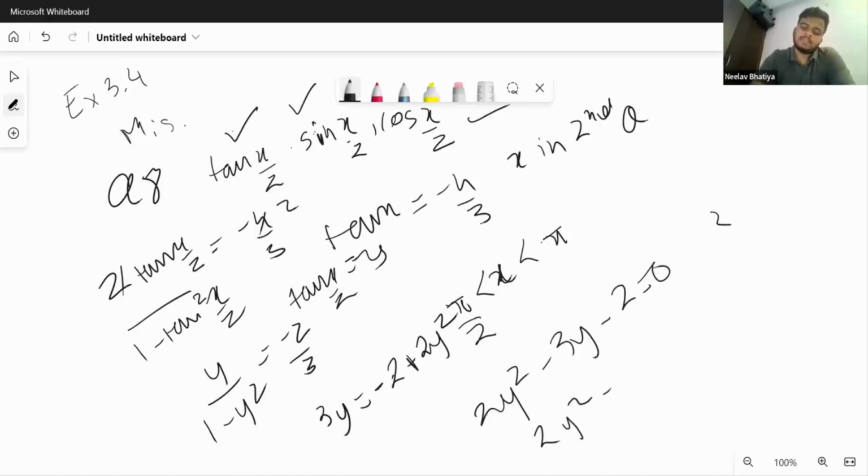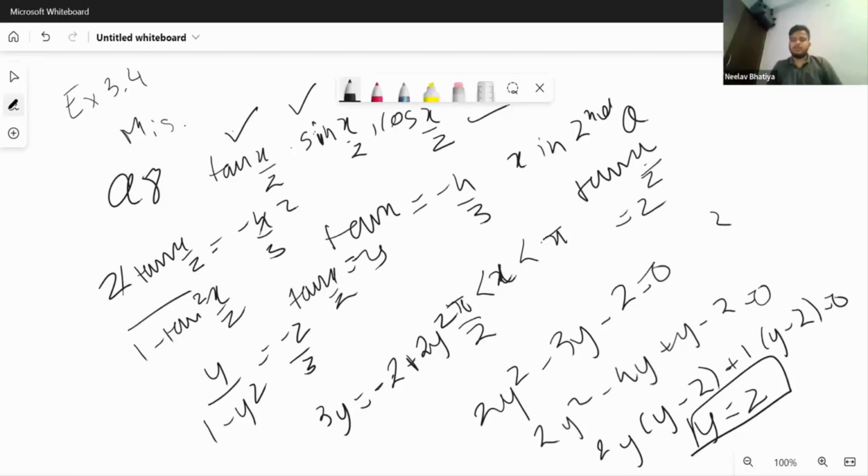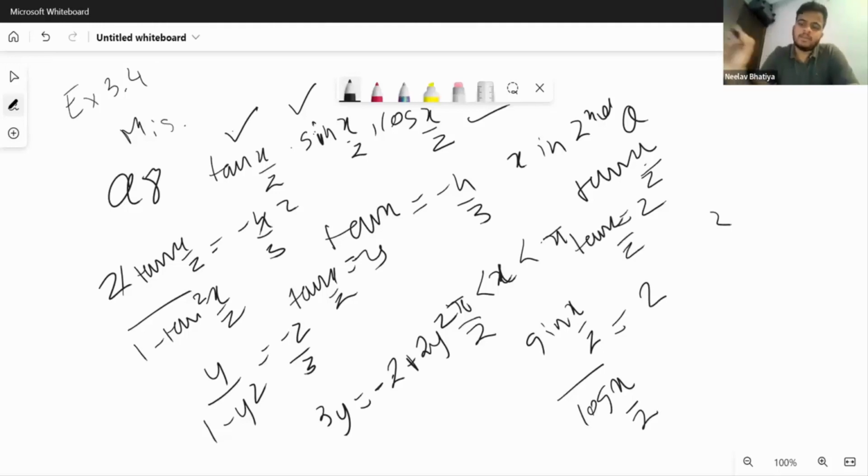Can I write this as this? I can, right? Taking 2y common, I'll get y minus 2 here. Taking 1 common here, I'll get y minus 2 here. Y is equal to 2. So tan x by 2 equal to 2. When tan x by 2 equals to 2, I know that sin x by 2 upon cos x by 2 equals to 2. Because I found the value of tan x by 2, correct?